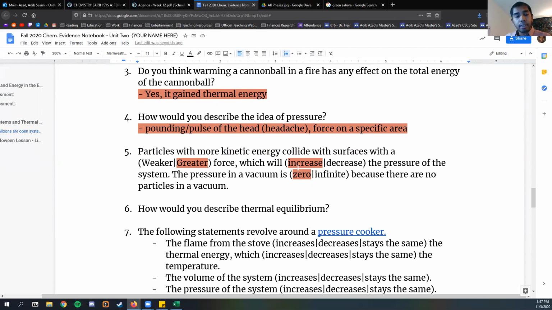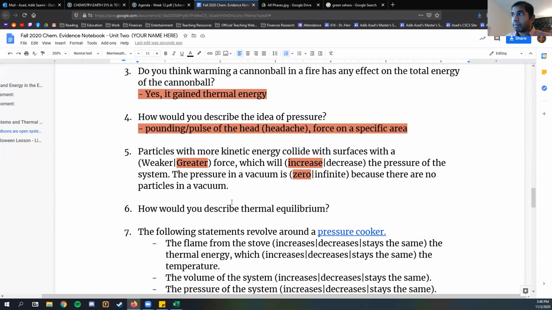And so the trick with chemistry is to change your perspective. So all these common examples that you face every day can be related. And so when we're talking about more kinetic energy, that's going to make more force. And if pressure is force in a specific area, and if we have more force, our pressure is going to increase. And so we decided on that.